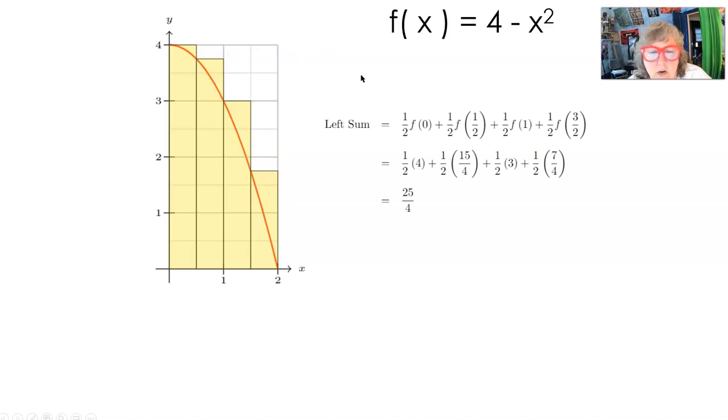So if I want to find the area, I'll have 1/2 f of 0, plus 1/2 f of 1/2, plus 1/2 f of and so on. Simplified, I get 25 over 4, which is 6.25. Now we do left and right sums a lot, so we're going to refer to this as L4. L for left, 4 for how many boxes we used. So the left sum gives us 6.25. You can tell it's an overestimate because the function is decreasing, so all of our boxes are sticking above it.